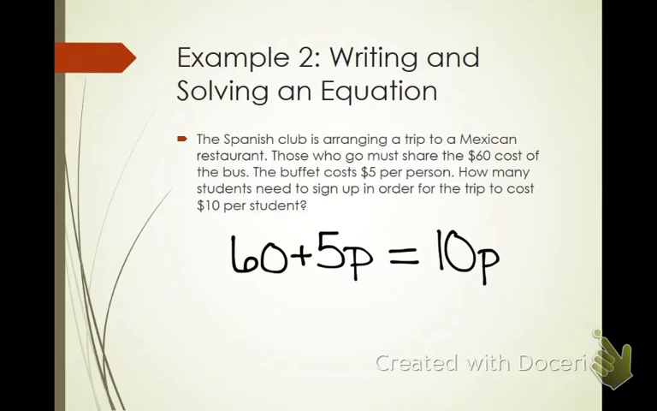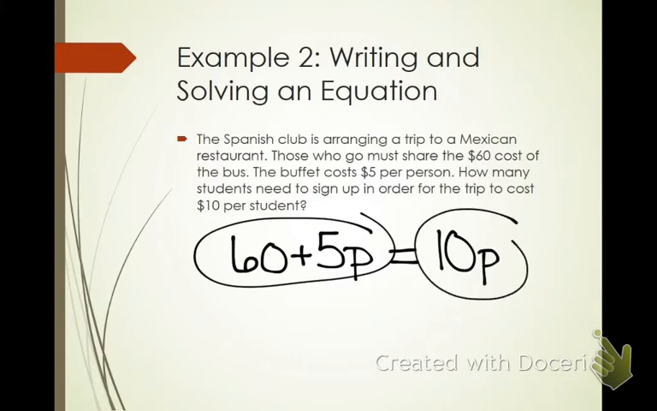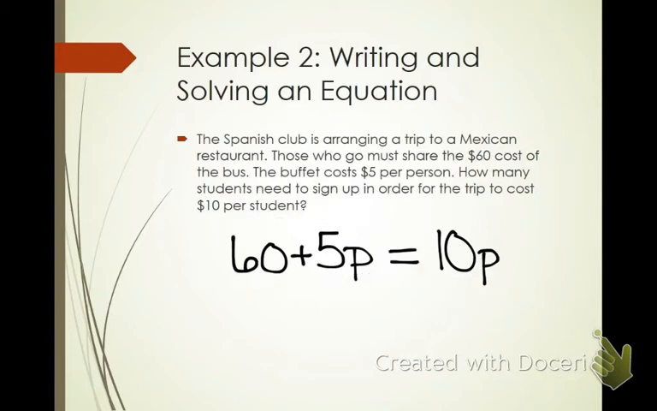Well, in this case, the bus trip plus the buffet cost per person makes up the total. It's the same person that we're talking about. It's the same variable. All right, so that's why the P is on both sides here. Well, I just solved this like a regular equation now at this point. But again, I have variables on both sides, so which one am I going to move? The 5P. How do I move it? Add or subtract? Subtract 5P from both sides.